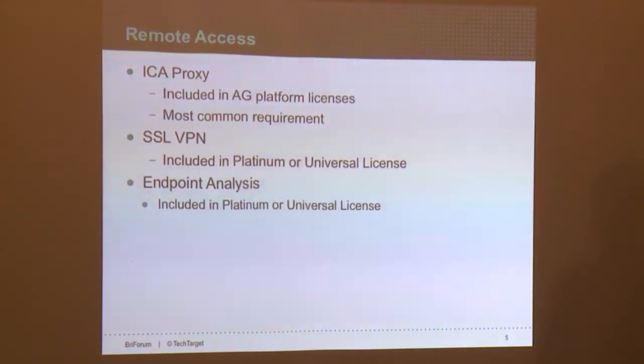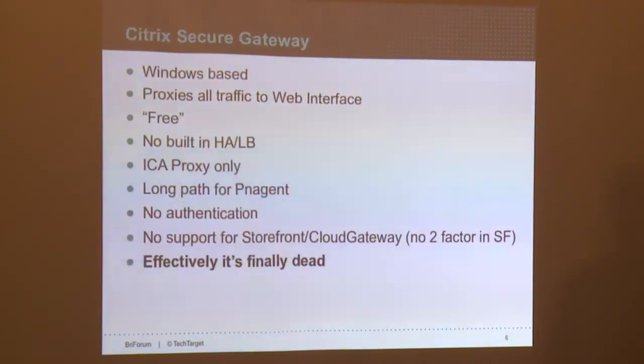Really common use case would be, basically, you hide a reg key in company machines. If the presence of that reg key is not detected, we would maybe hide the ability to see local drives from the endpoint they're connecting from. So that's a very common use case. And again, that's included in Platinum or Universal licenses. And there are some differences between these different solutions as to how they implement endpoint analysis.